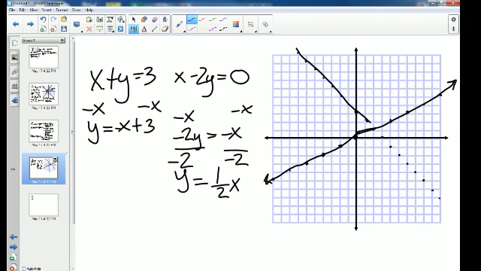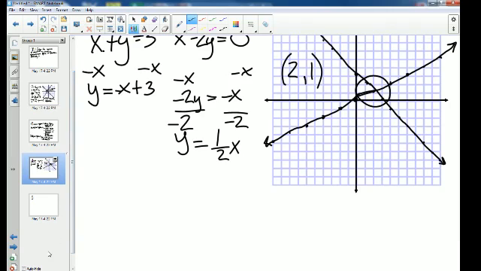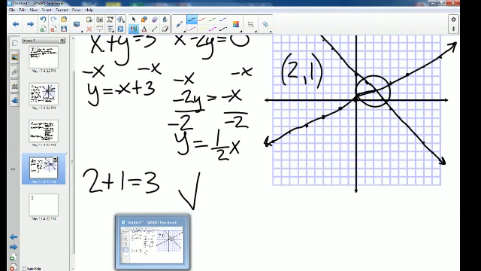Select all of these. And they intersected right here, which means the intercept is 2, positive 1. Once you get the intercept, you have to plug that into the system to see if it works. If we plug 2 and 1 into x plus y equals 3, we get 2 plus 1 equals 3, which is true. So that one works.